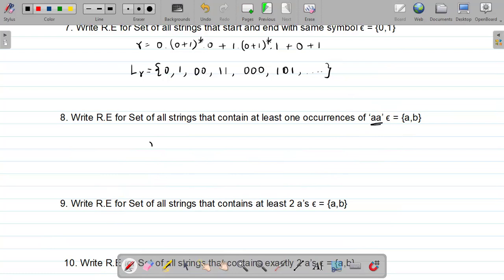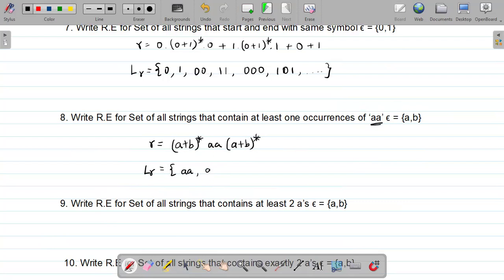So how will it work? How will the regular expression be given? We can have any combination before AA followed by AA, and any combination after AA. So how is this taking care of all the combinations of AA? (A plus B) the whole star, if it is epsilon, that means a string of length 0, so we'll get AA. And (A plus B) the whole star on the right is also epsilon. So we'll get AA.